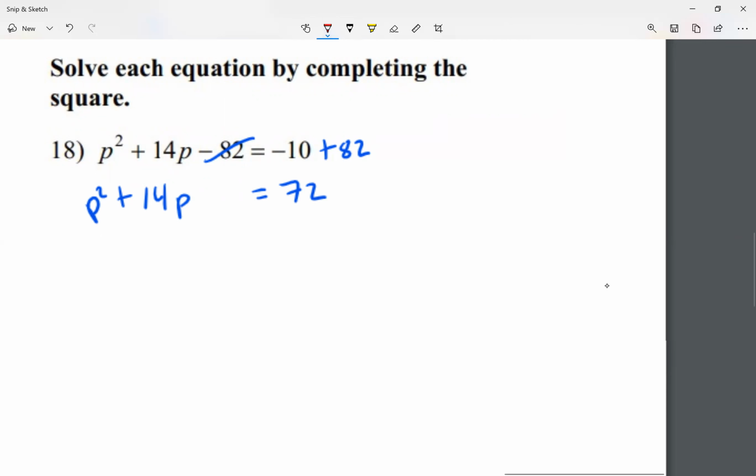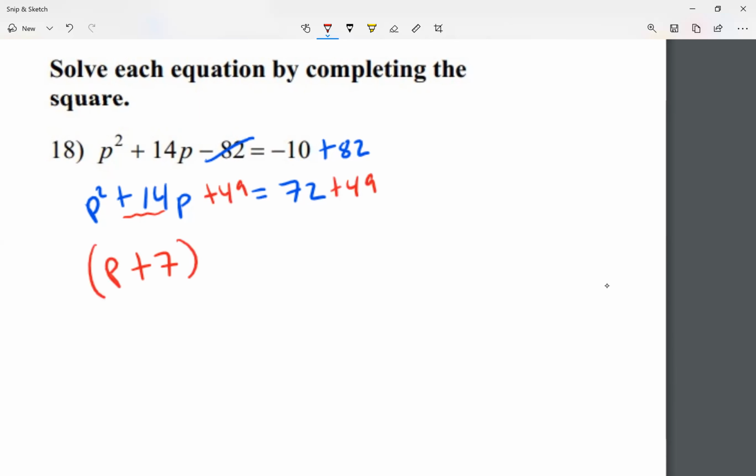Then I ask myself, what's the half of positive 14? The half of positive 14 is positive 7. Now, 7 squared is 49. So let me add 49 to each side. And the reason why is because the left side will be a perfect square, right? The left side is p plus 7 all squared equals 72 plus 49 is 121.